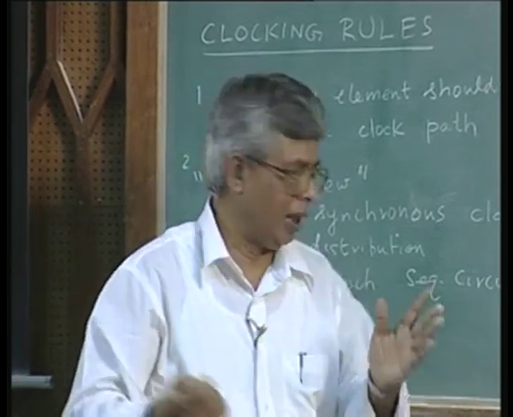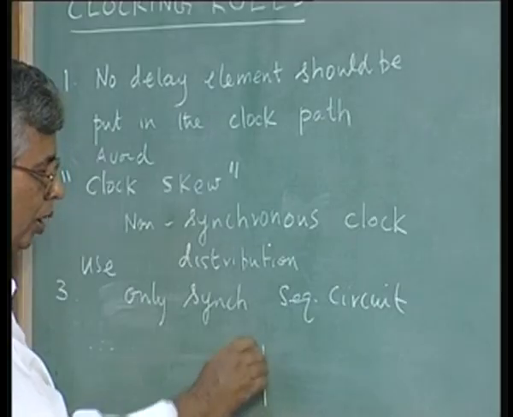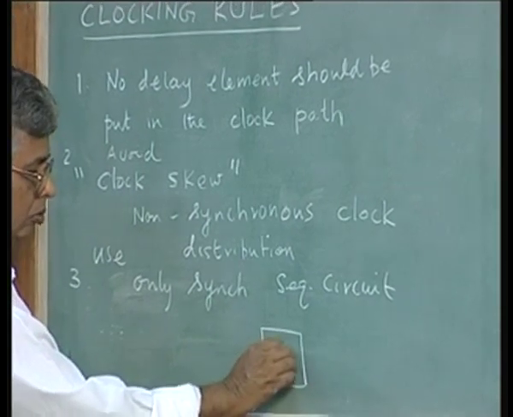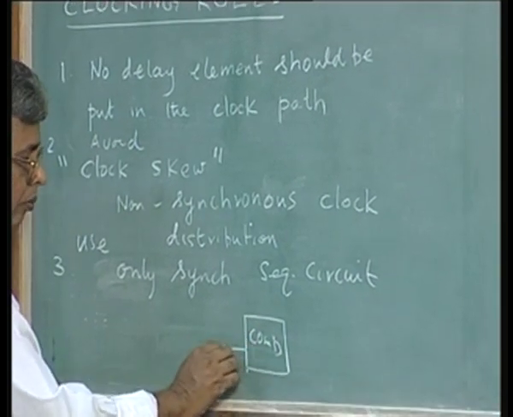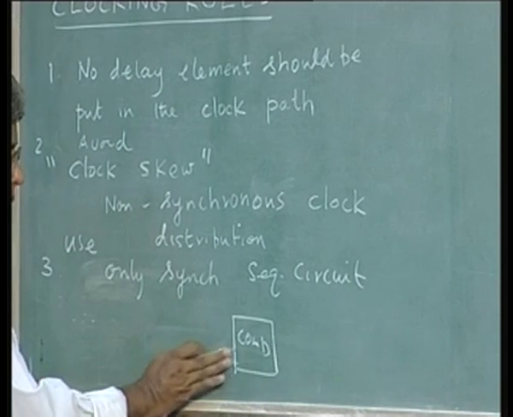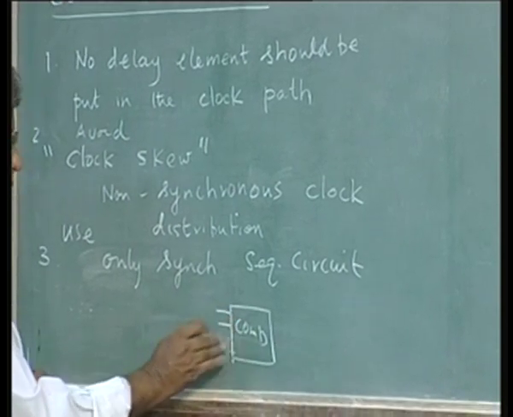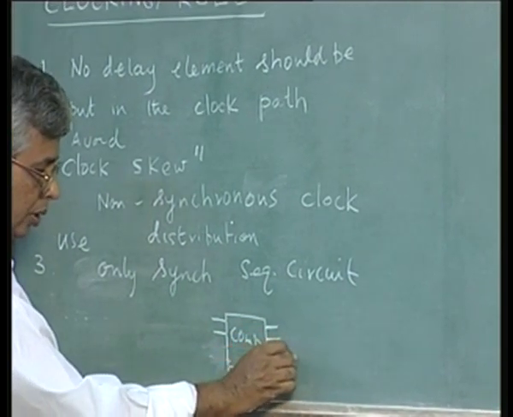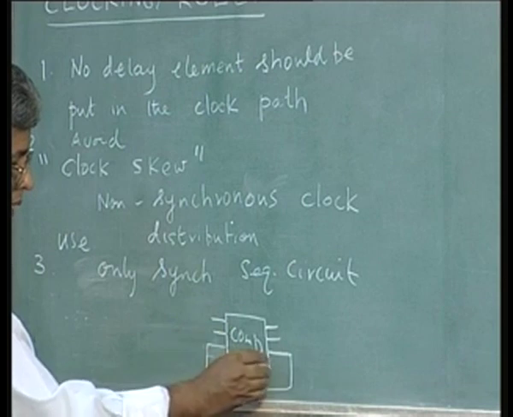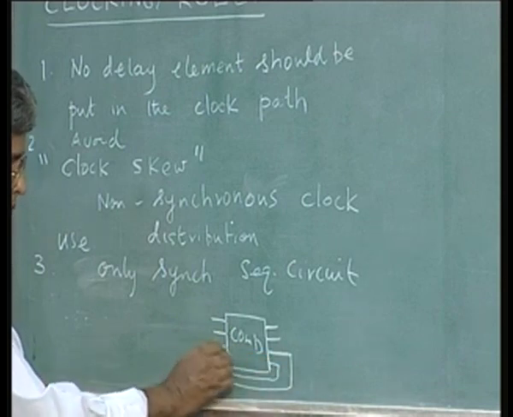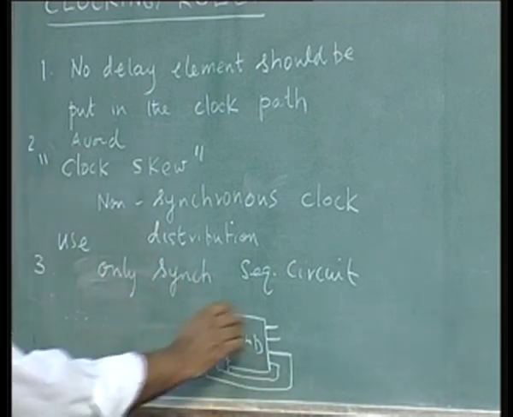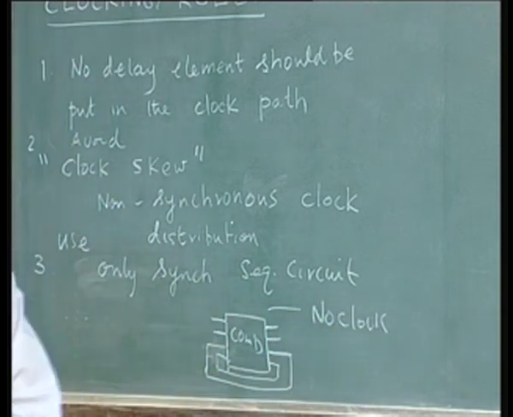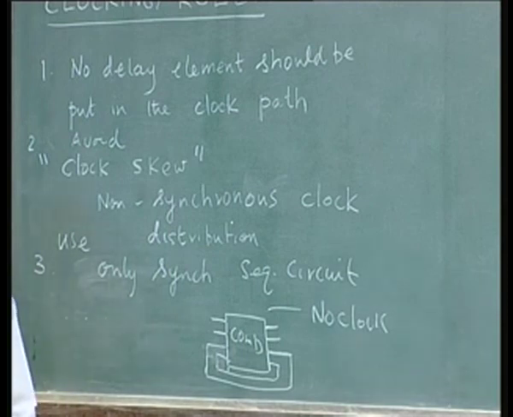Now suppose there is no clock, and just assume that this is a combinational logic in which there are some inputs and then some outputs. Some other outputs are fed back without any clock, no clock. Is this a sequential circuit or not? By definition of sequential circuit, this is a sequential circuit.